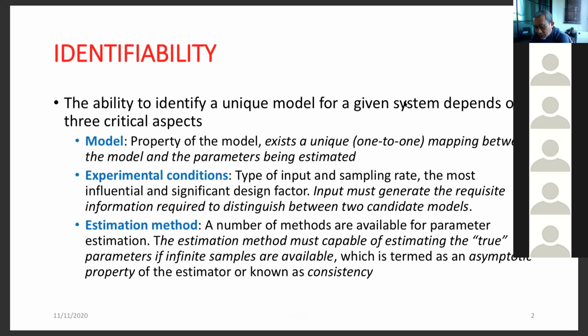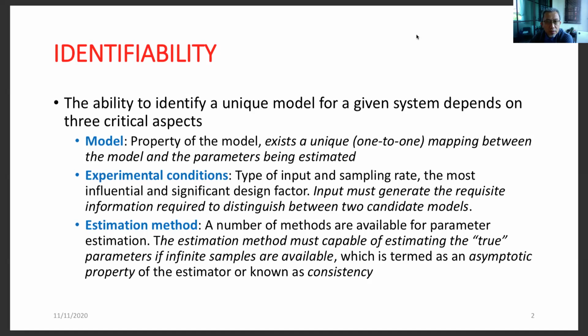So there is a concept of identifiability, okay? Kebolehan untuk mengenal pasti, in Malay. So the ability to identify a unique model for a given system depends on 3 critical aspects. The first one is the model itself. The first critical aspect is the model. We must know the property of the model.